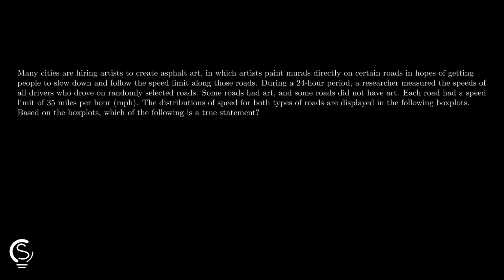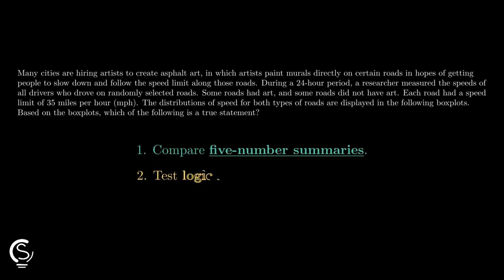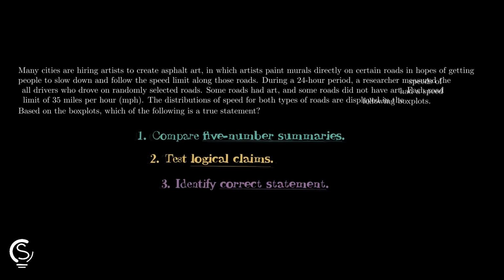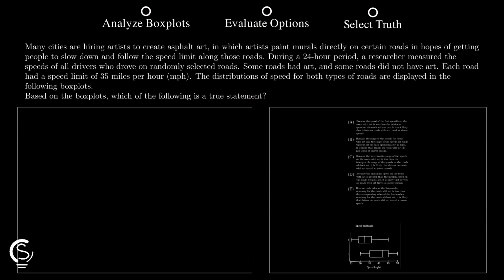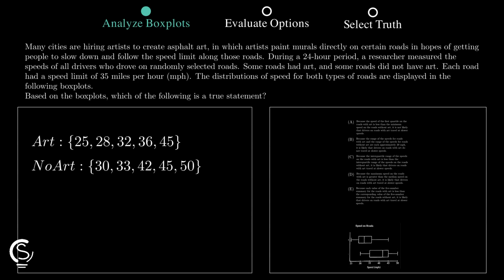Boxplots reveal hidden data patterns quickly if you know where to look. Let us break down this problem in under 60 seconds to find the answer. First, identify the 5-number summary for both groups. Roads with art range from 25 to 45, while roads without art range from 30 to 50. Notice the distribution shift.